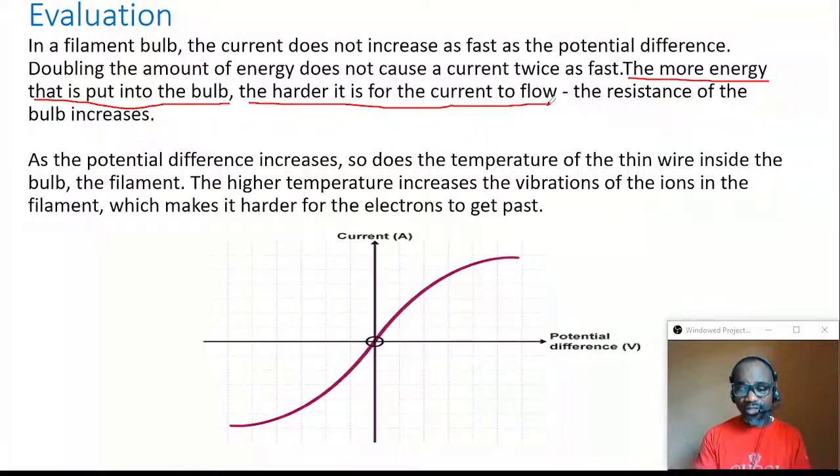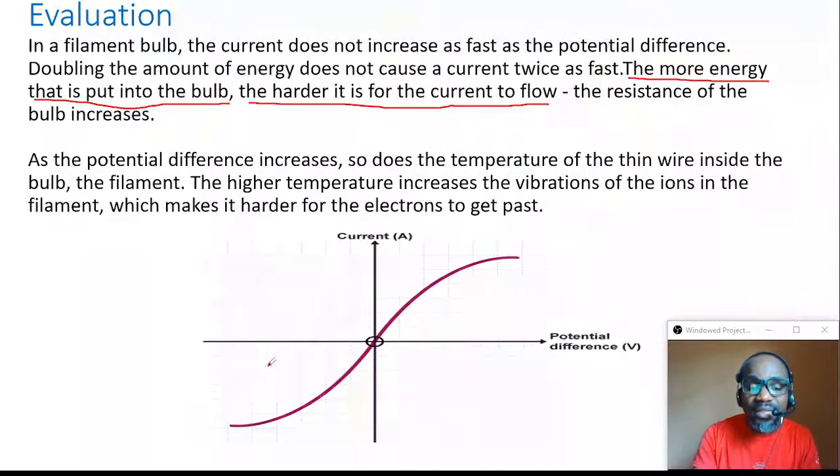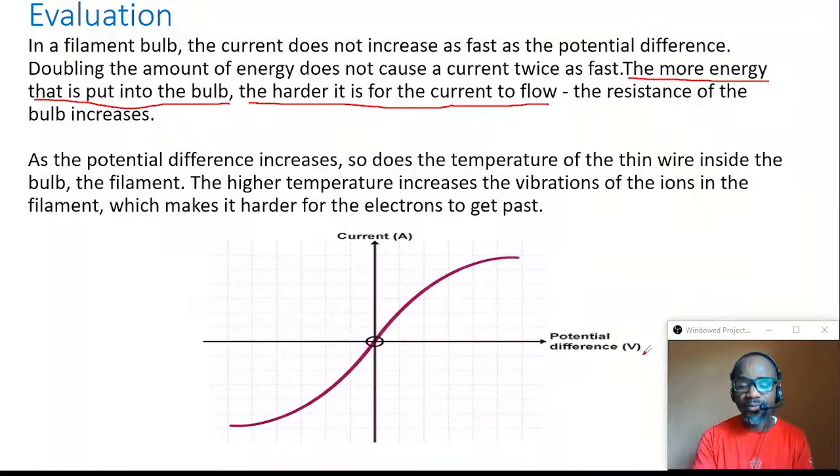If we understand this, of course, we will expect a characteristic like this. Look at it. A wavy curve, right? Or a parabolic curve representing the relationship between current in amps and potential difference in volts.